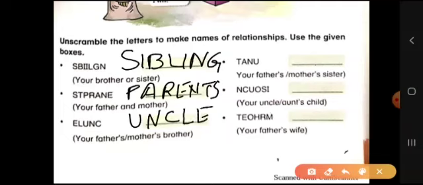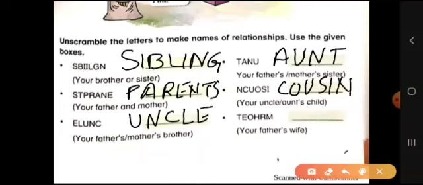UNCLE, uncle. Then your father's or mother's sister, what do we call them? We call them aunt. And their children, of course, cousin. COUSIN, cousin. Now, your father's wife is your mother. MOTHER, mother. This was fun, nice?